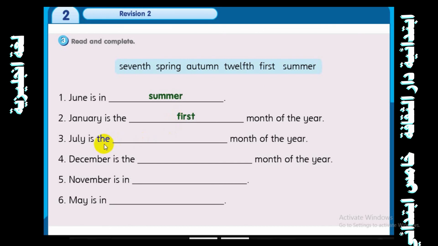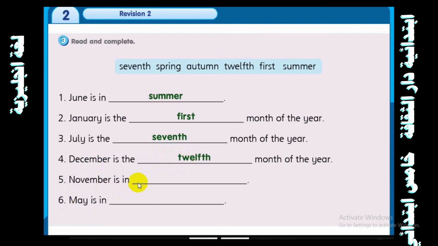Number 3, July is the. If we count together, January, February, March, April, May, June, July, you will find that number 7 is July, so it is the 7th one. December is the space month of the year. As we said before, December is the last one, آخر واحد في الأشهر, and they are 12, يعني هم كلهم 12 شهر, but December is the 12th one.